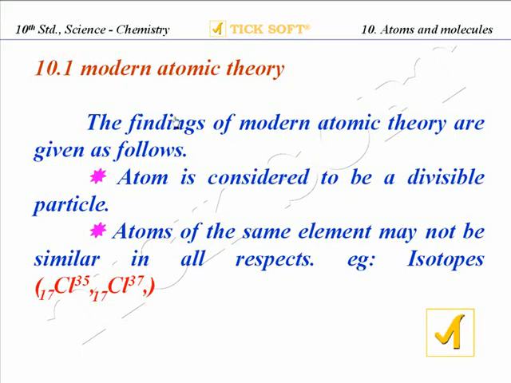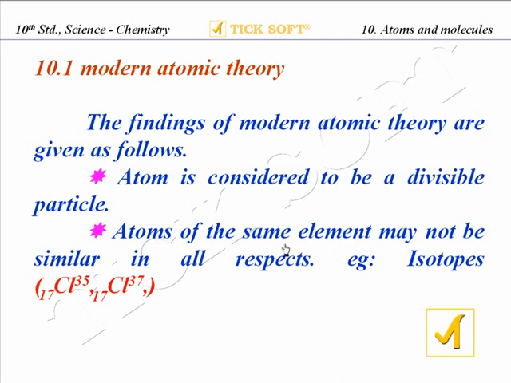Modern atomic theory. The findings of modern atomic theory are given as follows. The atom is considered to be a divisible particle, because in John Dalton's period the atom was the smallest indivisible particle, he said. But in the Rutherford and J.J. Thomson period, the atom is considered a divisible particle.